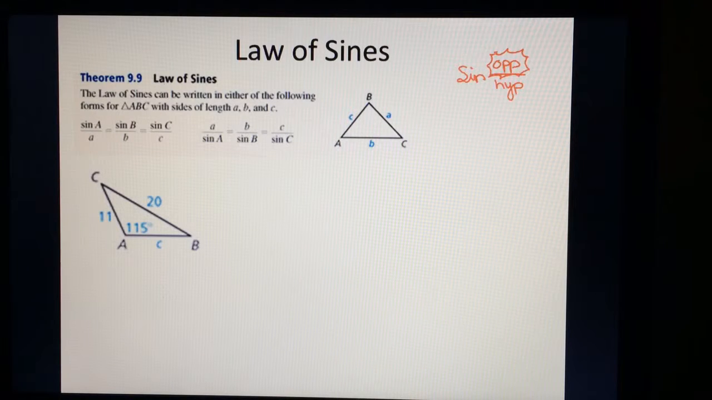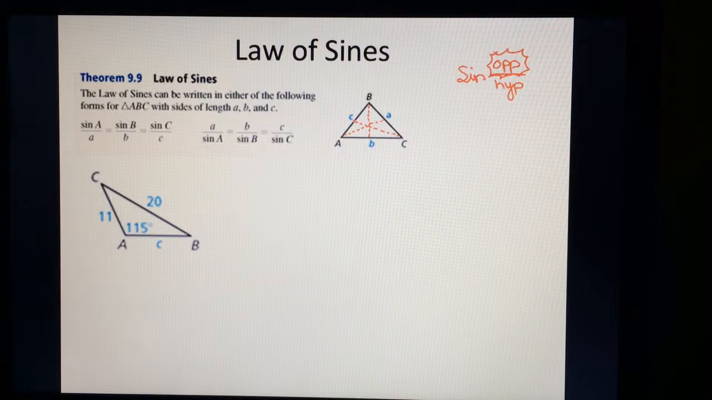When we look here at angle A, notice that we're denoting angles with capital letters. Angle A corresponds with the side that's across from it, and we're going to denote that with a lowercase a. Angle B corresponds with side b, and angle C corresponds with side c. Again, capital letters are for angles, and lowercase letters represent the sides.